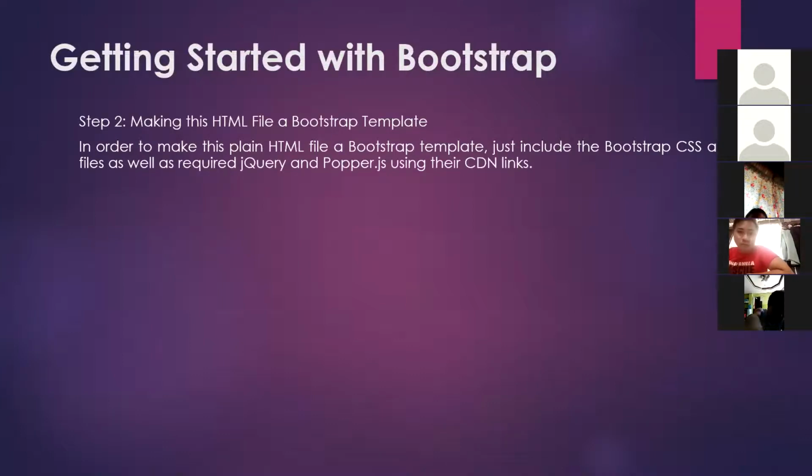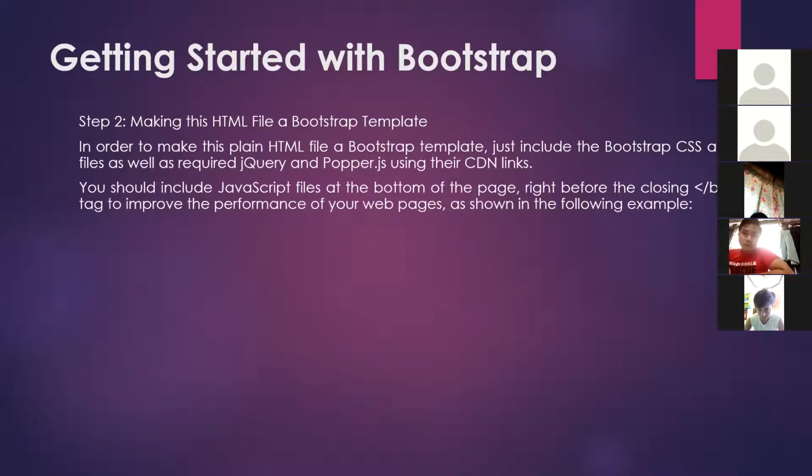In order to make this plain HTML into a Bootstrap template, just include the Bootstrap CSS and JavaScript files, as well as the required jQuery and Popper.js. We will not be discussing JavaScript in this training because JavaScript is another monster. But we will be using it. You will just use the link part, because it is actually part of Bootstrap. You should include JavaScript files at the bottom of the page, right before closing the body.